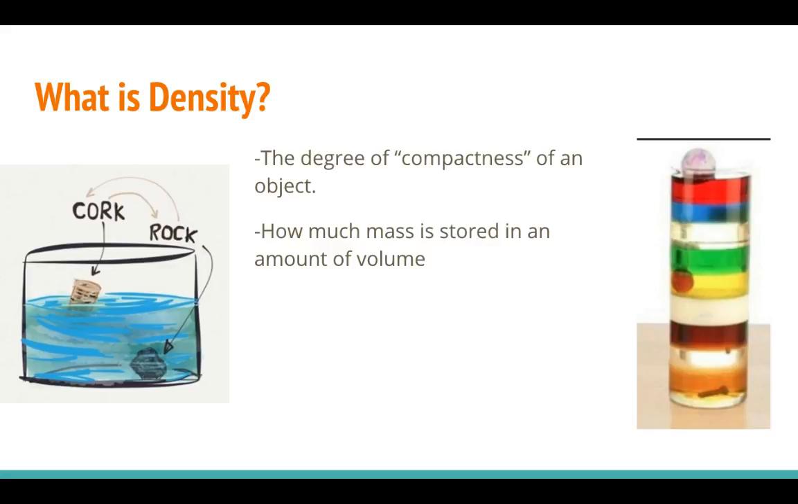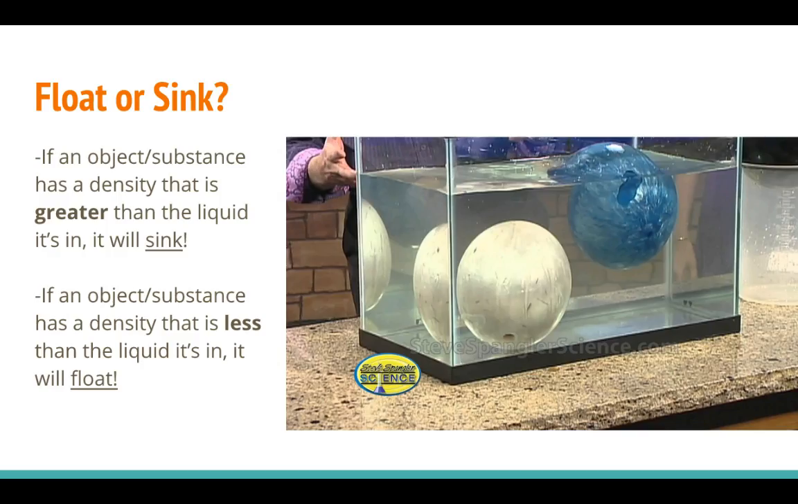The more physics definition of it, or chemistry definition, is how much mass is stored in a certain amount of volume for a substance. Essentially, what this boils down to is not only how compact it is, but will it float or sink in a certain other substance? So a lot of times we think about things floating or sinking in water. If an object has a density that is greater than whatever liquid it's sitting in, then it's going to sink. But if that object's density is less than the liquid, it's going to float.